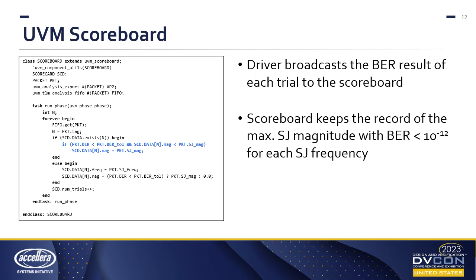When the driver initiates a new trial and retrieves its results, it also broadcasts those results to the scoreboard. The scoreboard keeps the record of the maximum SJ magnitude meeting the target BER for each SJ frequency. That is, when all the search is over, the scoreboard will have the jitter tolerance characteristics of the high-speed receiver under verification.